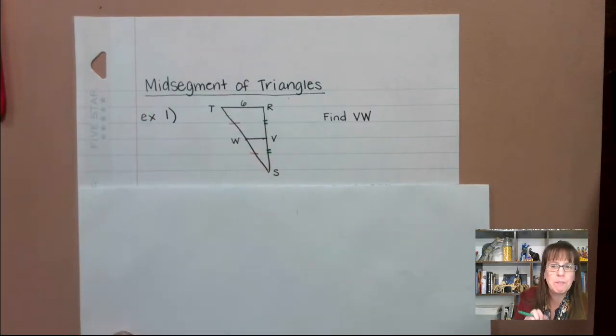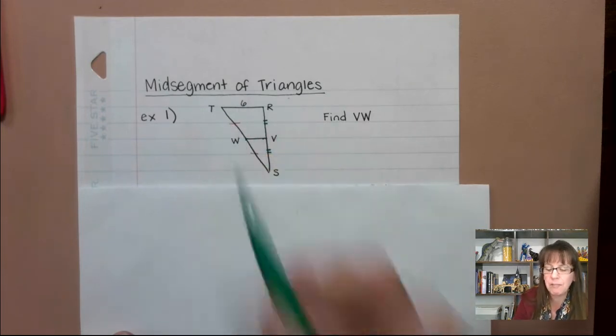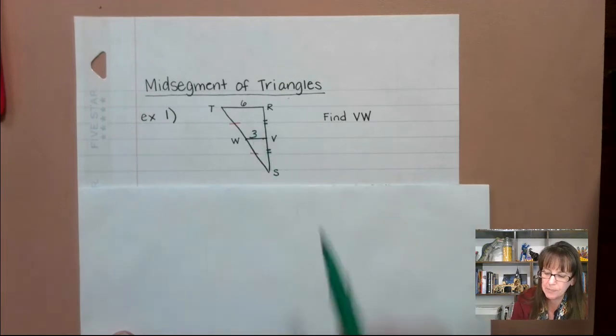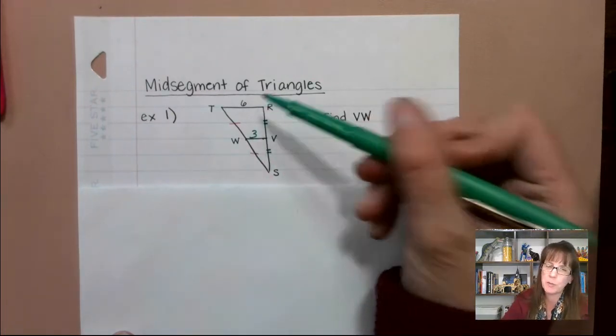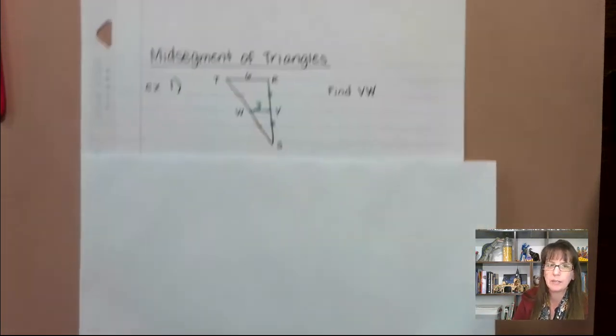If those are the midpoints, the mid-segments, then this guy right in here is half of this one right here. So in this case, it would be 3. I want to call this our base, but it's at the top. But imagine it flipped around, so it's half of the base. Okay, so let's take a look.